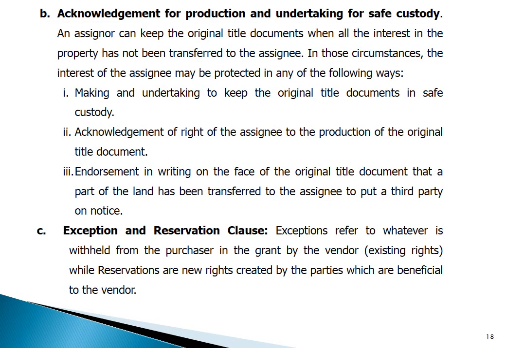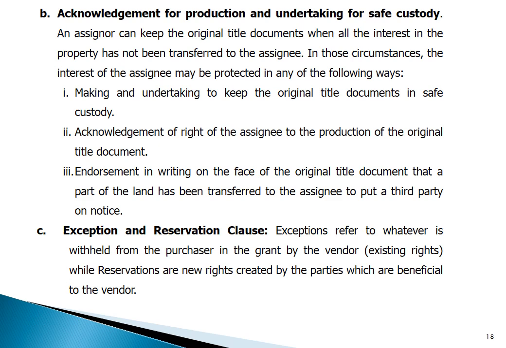B. Acknowledgement for production and undertaking for custody. An assignor can keep the original title documents when all the interest in the property has not been transferred to the assignee. In those circumstances, the interest of the assignee may be protected in any of the following ways: 1. Making an undertaking to keep the original title document in safe custody. 2. Acknowledgement of right of the assignee to the production of the original title document. 3. Endorsement in writing on the face of the original title document that a part of the land has been transferred to the assignee to put a third party on notice.